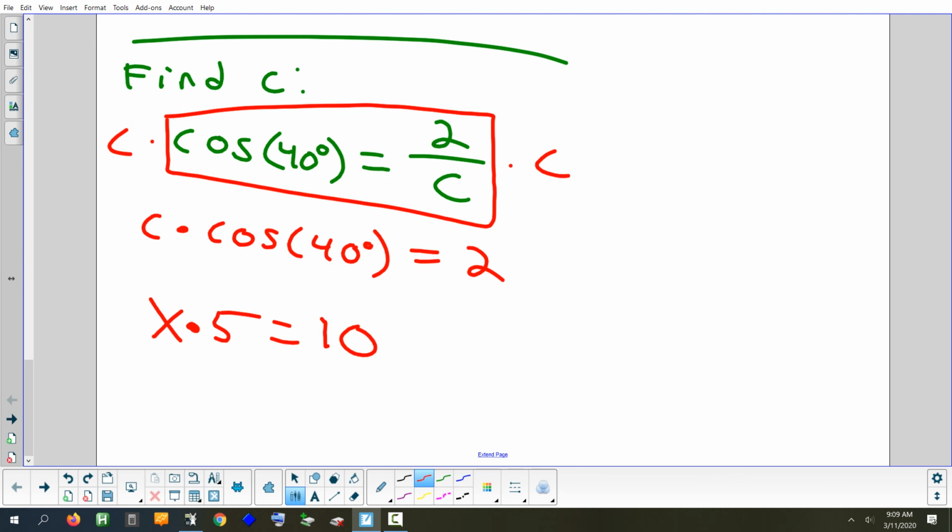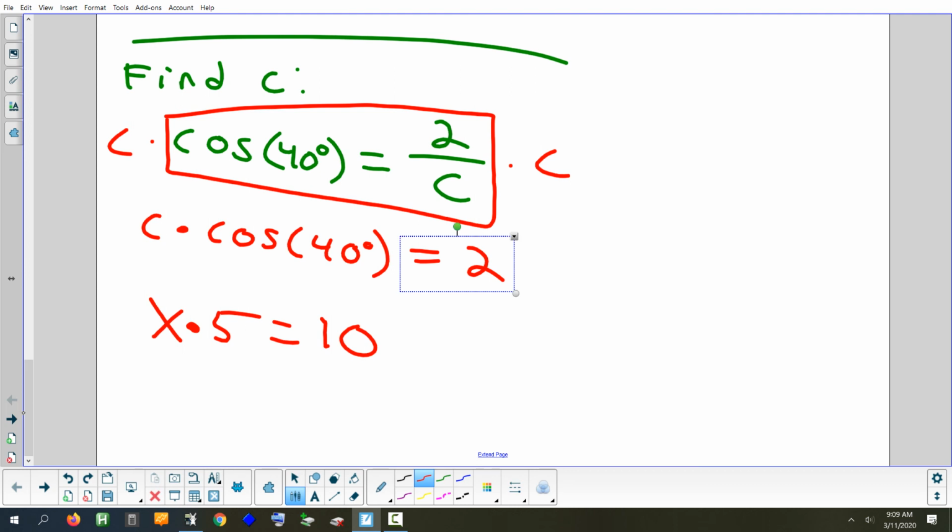What by 5? Divide. Yep, you divide both sides by 5 and you get x equals 2. So what would you divide both sides by here? Well, did you divide both sides by 10 here? No. So you're not going to divide both sides by that number that's over there.